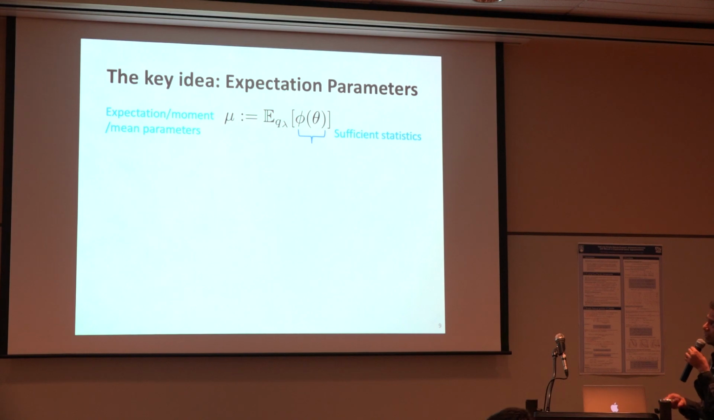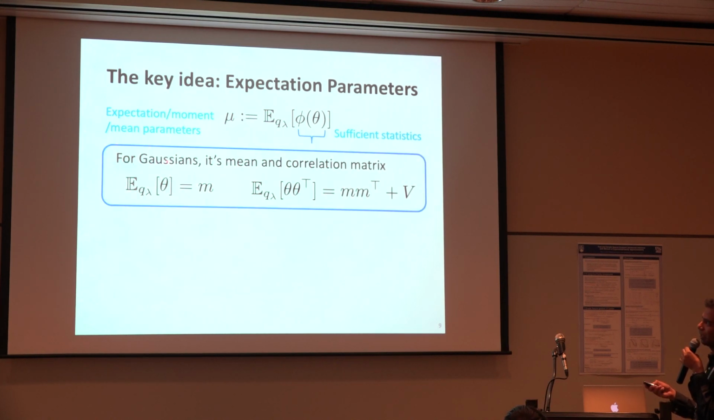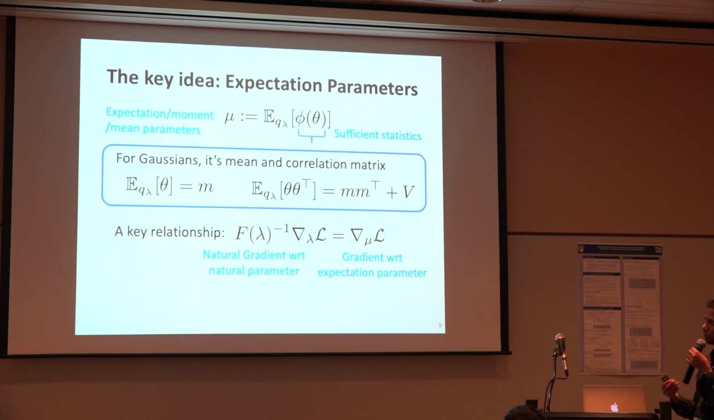The key idea in this method is to use a different type of parameterization. So instead of using the natural parameter of the exponential family, now we want to use something called the expectation parameter. Every exponential family has this quantity associated with it, called the sufficient statistics. If you take the expectation of it, then you get the expectation parameter. This is also the moment or the mean parameter, right? If you don't remember these details, just think of a Gaussian distribution. Suppose the mean is m and the covariance is v, then the two moments are basically the mean and the correlation matrix. Okay?